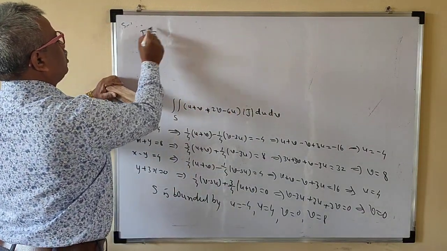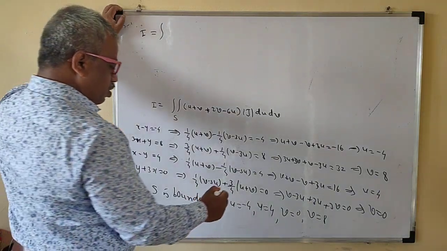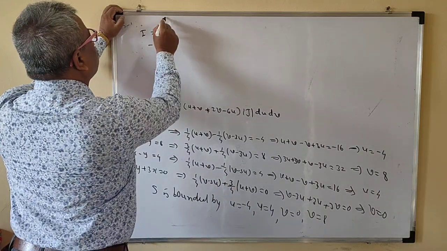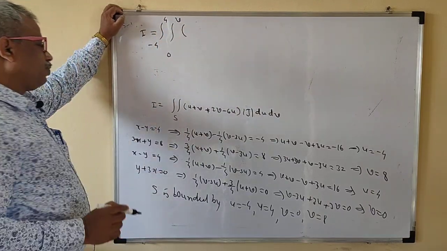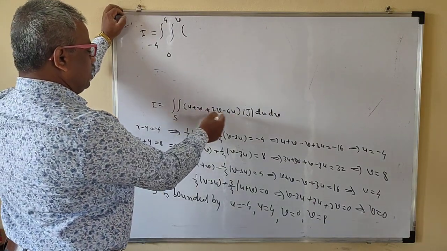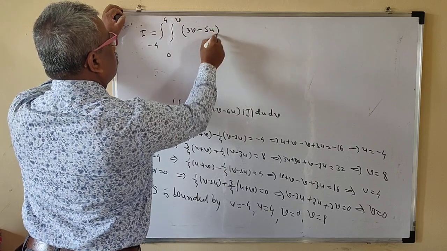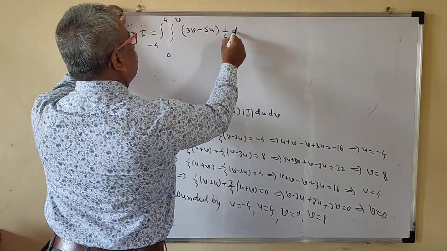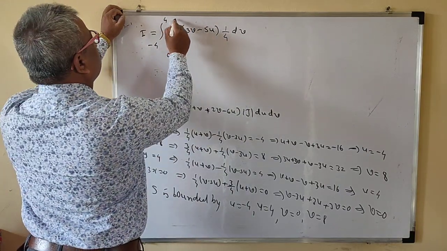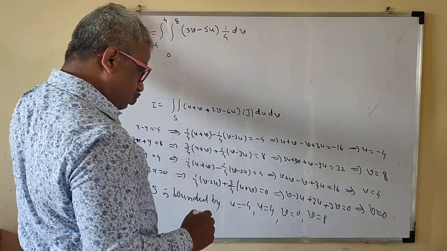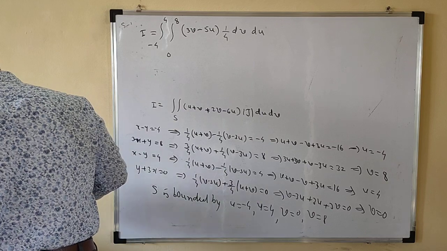So therefore I is equal to, I will integrate with respect to v first. So I will write the limits of u, this is what? Minus 4 to 4. This is 0 to v. Okay, so after simplifying, this is what? 3v minus 5u, 1 by 4 dv, where v is 0 to 8 now, dv du.